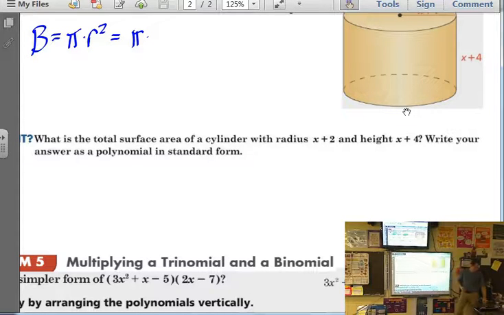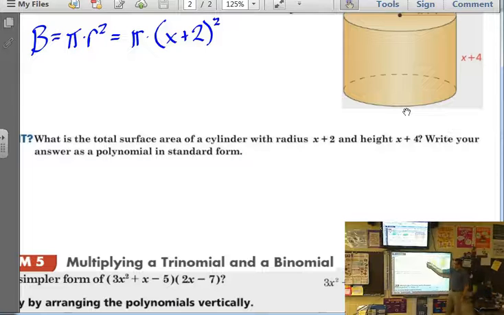Lynn, when I look at this situation up here, what's the radius that I'm going to use for my cylinder? Well, the radius is x plus 2. So when I come up to my circle formula, area of a circle, I have pi times that radius of x plus 2 squared. Now, when you go to square a binomial, what method do you want to use? Because there's a bunch. We could use FOIL, we could use array, we could use our shortcut.